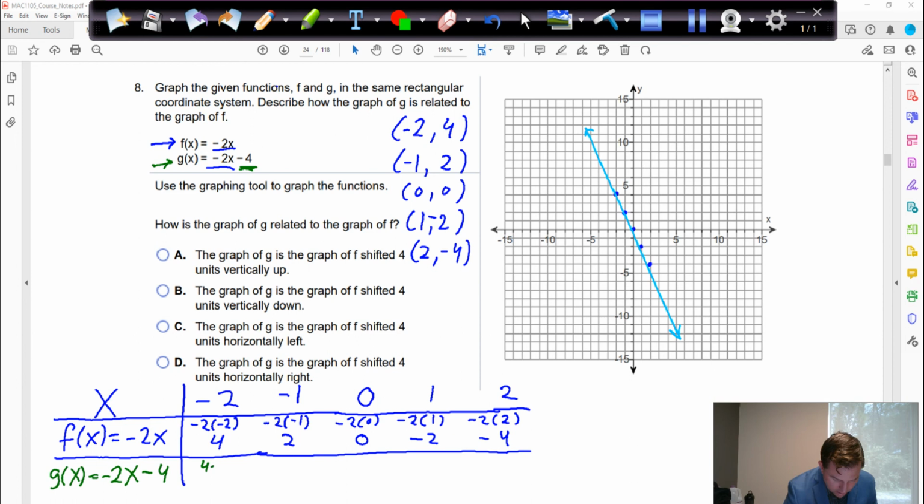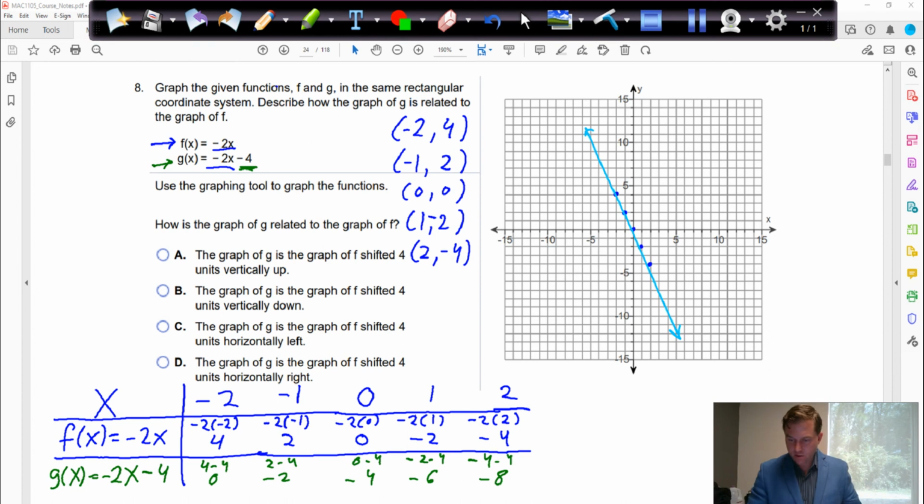So this is now 4 minus 4, which is 0. This is 2 minus 4, which is minus 2. 0 minus 4, which is negative 4. Minus 2 minus 4, which is minus 6. Minus 4 minus 4, which is minus 8. So we get new ordered pairs: minus 2, 0; minus 1, minus 2; 0, minus 4; 1, minus 6; and 2, minus 8.